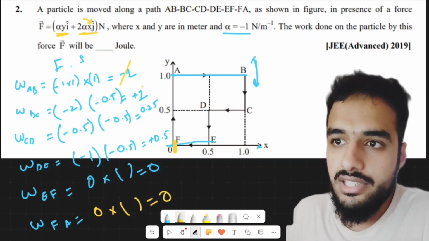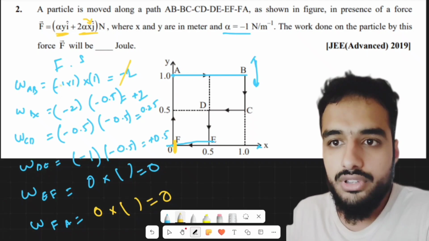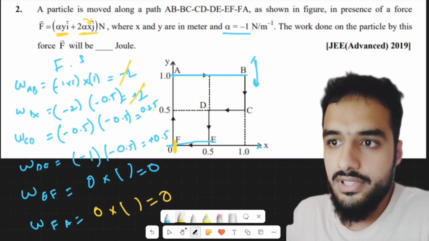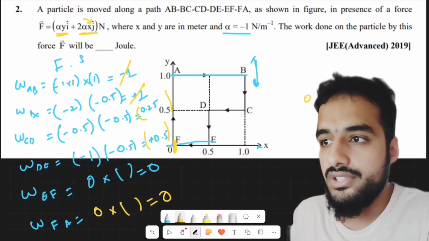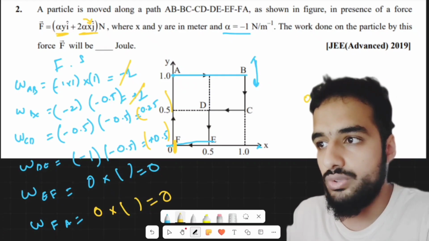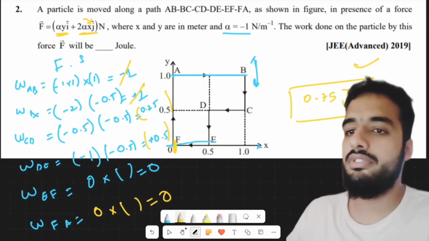So -1, just add these things. Net work is the summation of all these works. -1 plus 1 is gone. This is plus and this is plus. So your answer is going to be 0.75 joules. That is the answer for this question.